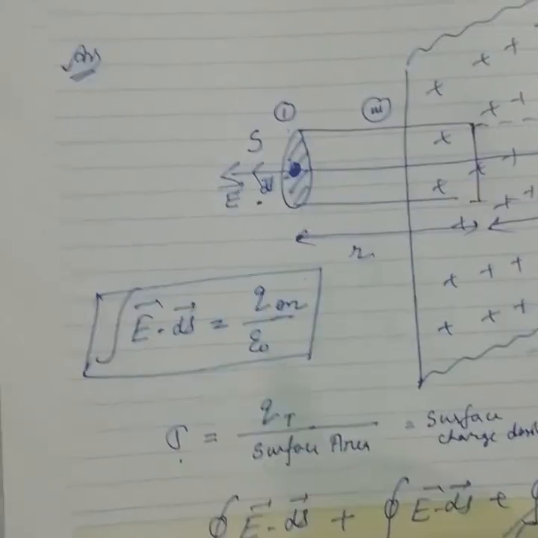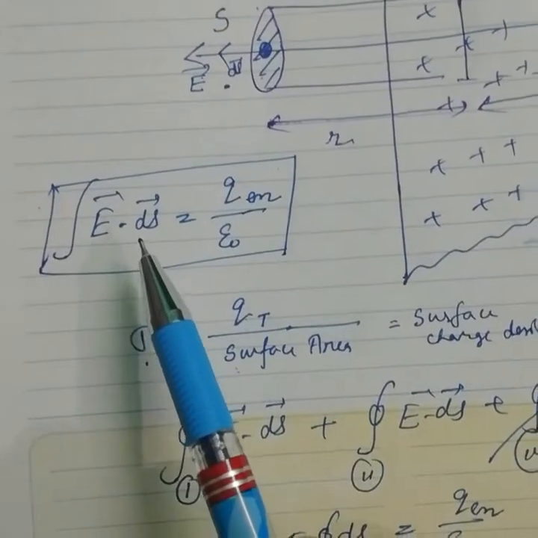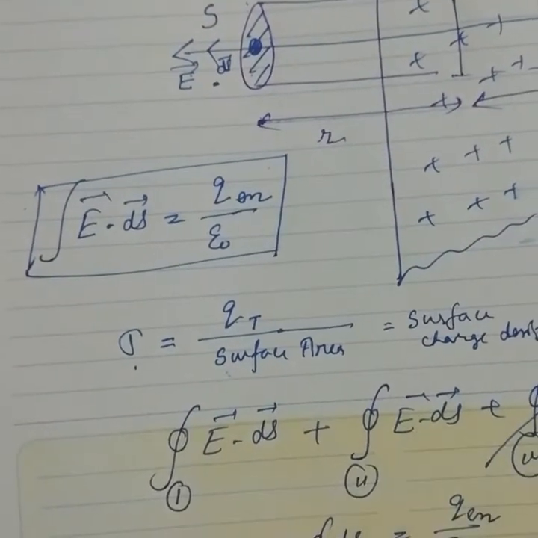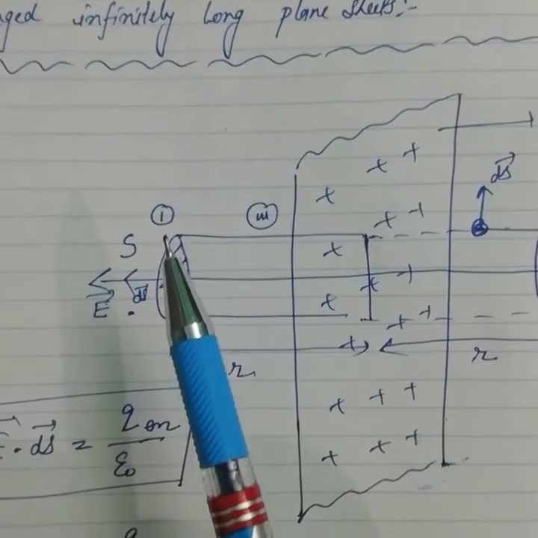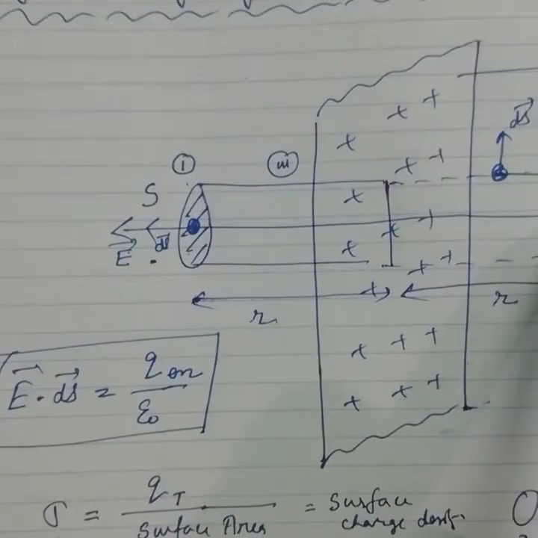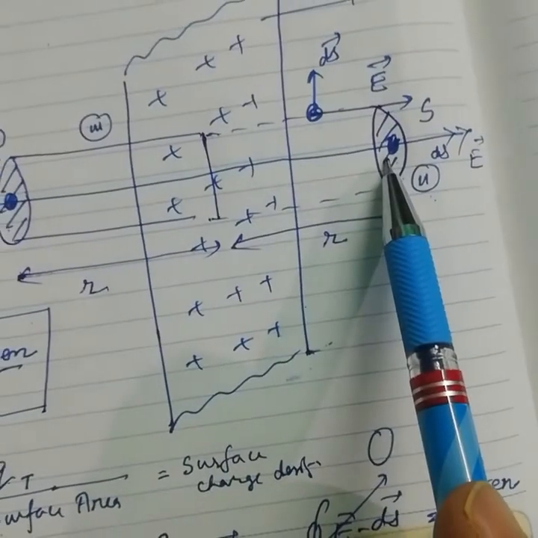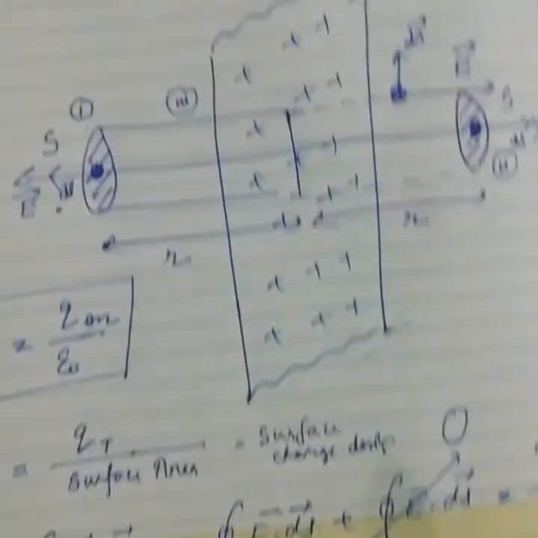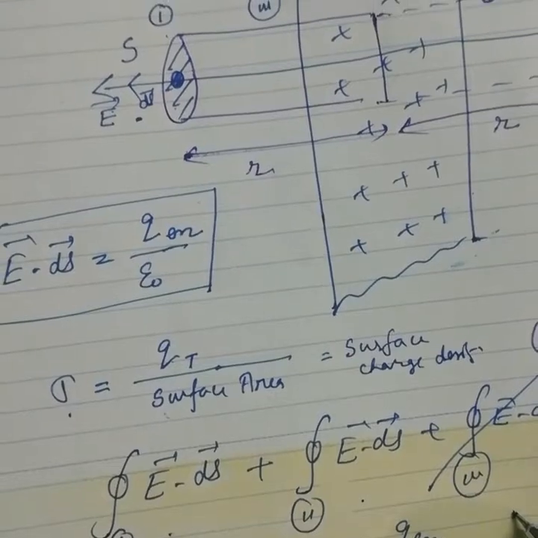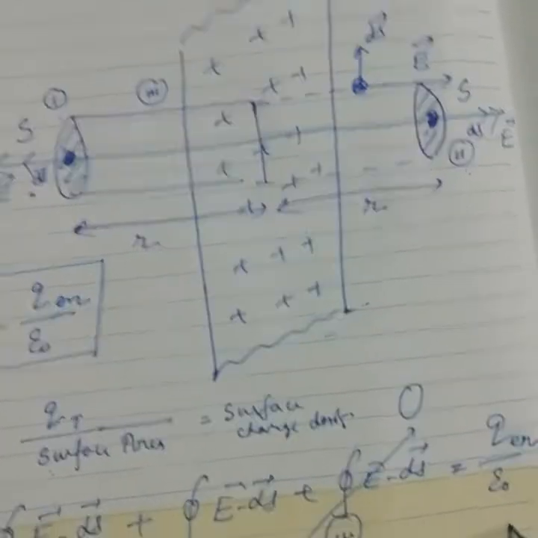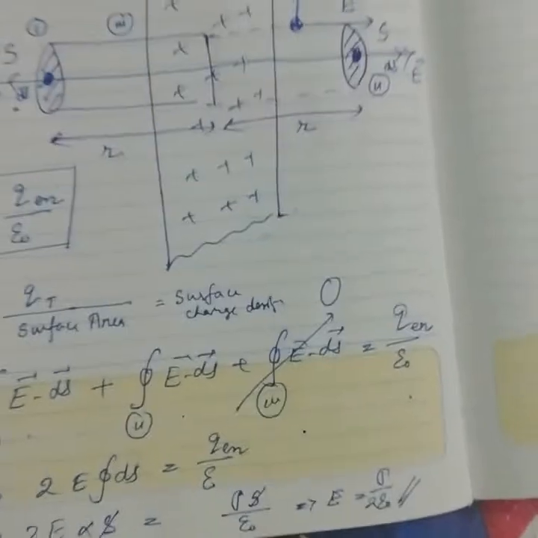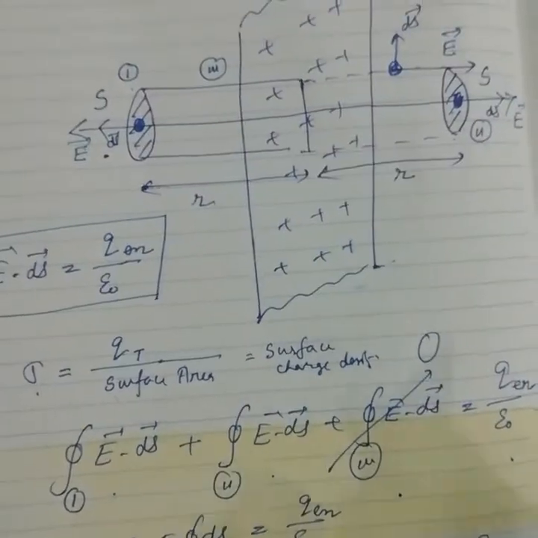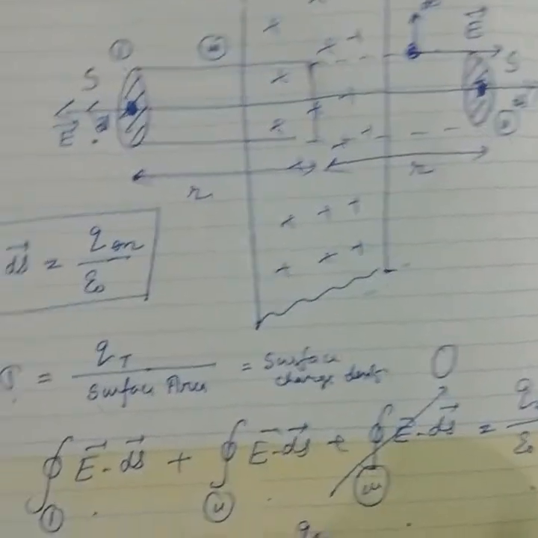Now I have divided this law into three different parts for these three different surfaces. For this number 1 surface, this is the part. For this number 2 surface, this is the part, and for this number 3 surface, the body surface, this is the part. This is equal to q by epsilon naught. You can do it in a different way also, but I am doing it this way.